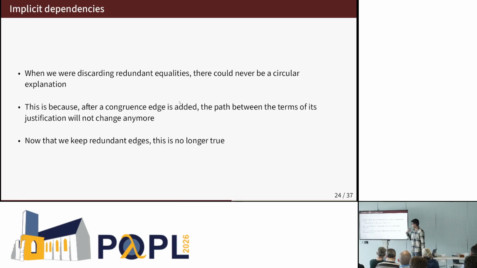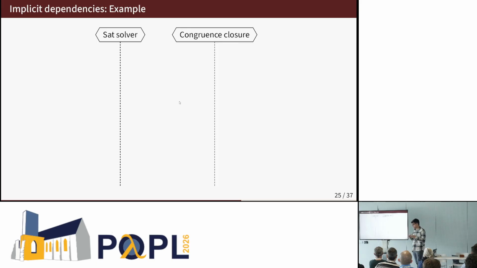But in general, the biggest challenge we had was dealing with the implicit dependencies that the e-graph has with other parts of the SMT solver. When we were discarding the redundant equalities, we could never have any circular proof in the solver. That is because once we add a congruence edge, the path between the terms in its justification is fixed in place. It can never change. However, this is no longer true because we can add a redundant edge afterwards in that path and add a shortcut. But this can create a problem when the congruence closure engine is interacting with other parts of the solver.